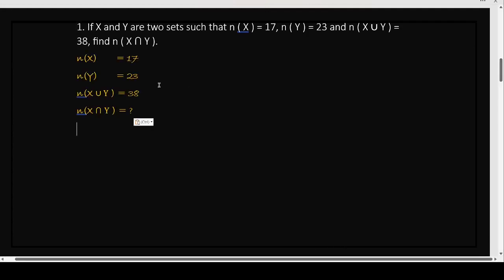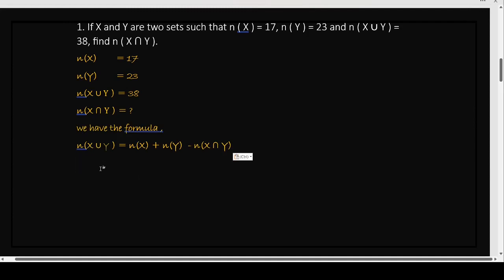Just we substitute the values. What are the given values? So we write down what are the values given. n(X) is 17, n(Y) is 23, n(X union Y) is 38, and he is asking n(X intersection Y).